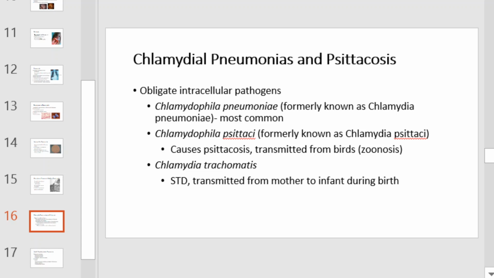Chlamydial pneumonias and psittacosis are caused by obligate intracellular pathogens. These obligate intracellular pathogens, such as Chlamydophila pneumoniae, formerly known as Chlamydia pneumoniae, are the most common. Chlamydophila psittaci, formerly known as Chlamydia psittaci, causes psittacosis, which is transmitted by birds. Chlamydia trachomatis is an STD and transmitted from mother to infant during birth.